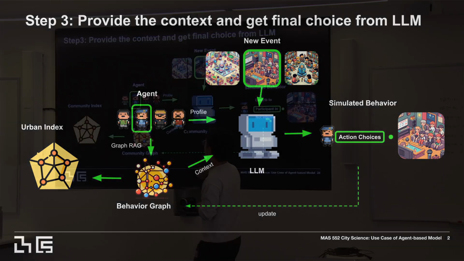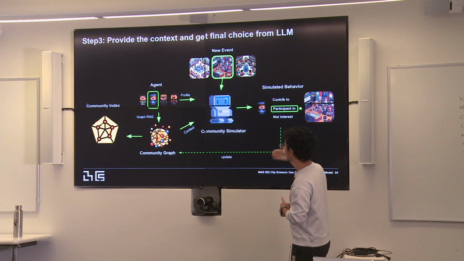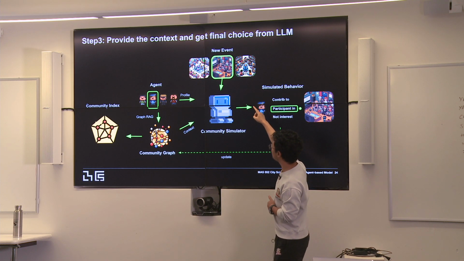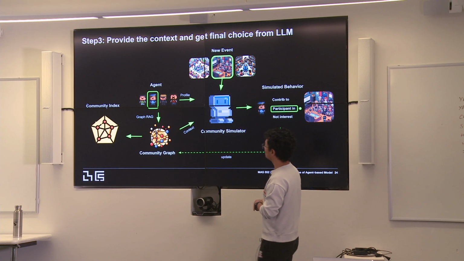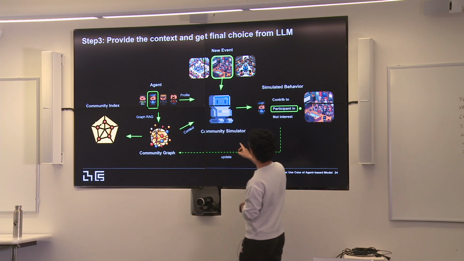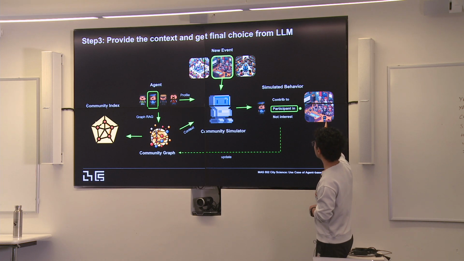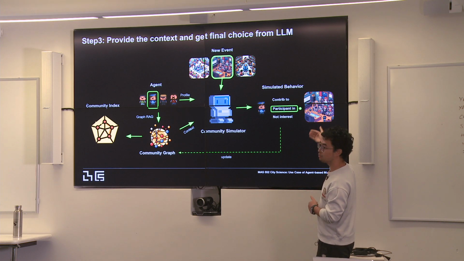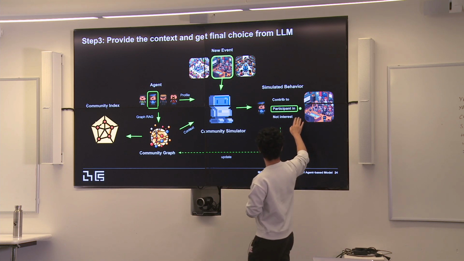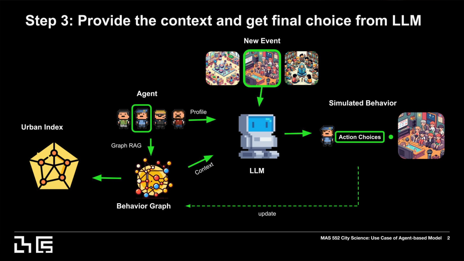First of all, we have different agents. We want to know how these agents will behave in this community. When a new event happens, we can get the context from the community graph we built, and use the large model to predict how this agent will react to this event. And once this behavior is generated, we can use it to update our community graph. So this is an updating system with dynamic behavior.